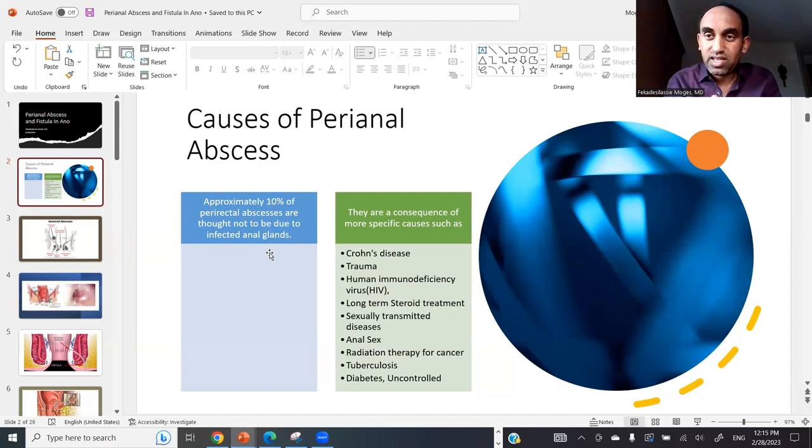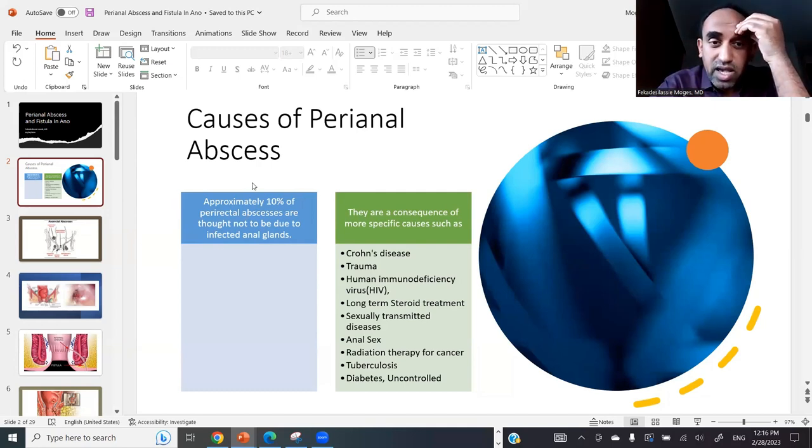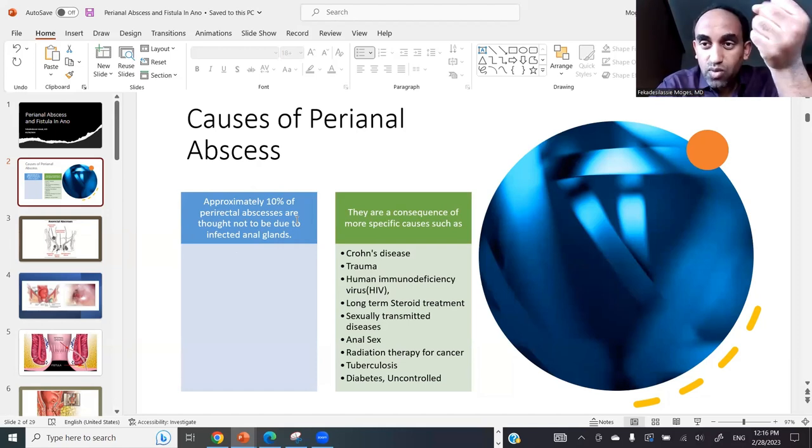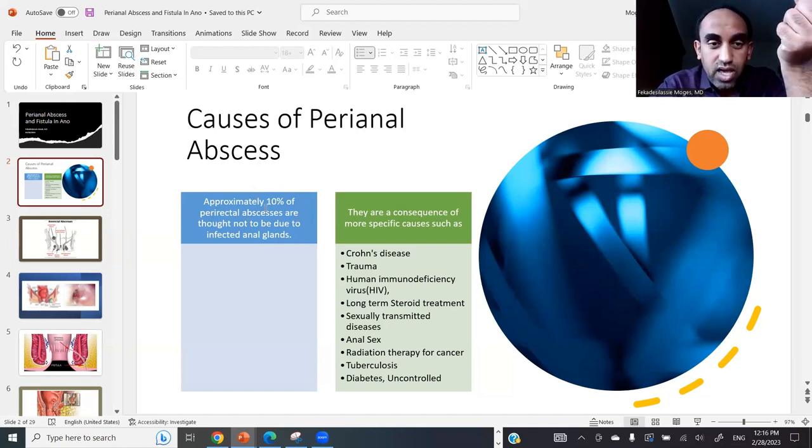Then that means there is an infection going on. Then the glands become infected. Then that eventually becomes a perianal abscess. So that's the mechanism: duct closure, obstruction, stasis, bacterial proliferation, infection of the ducts, and then perianal abscess. That's the pathophysiology. About 10% may not be related to infection of the perianal gland.